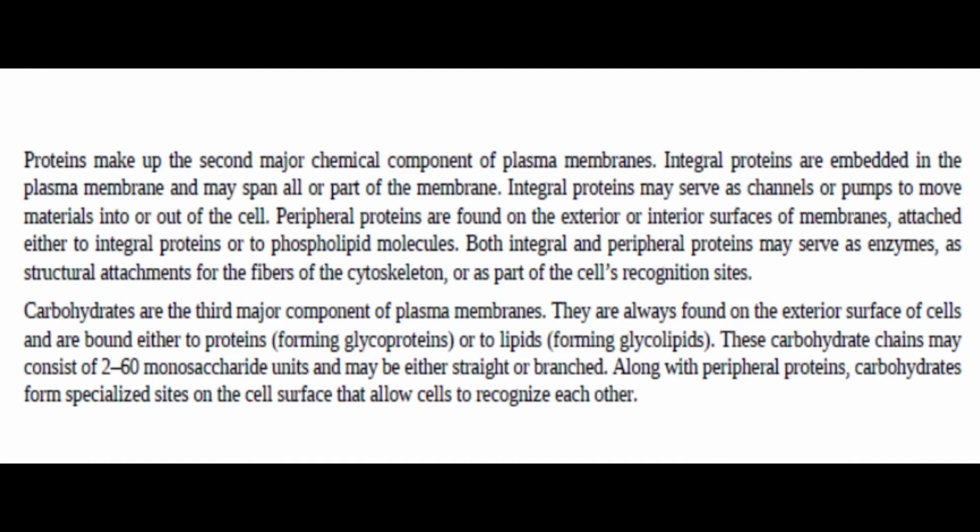Carbohydrates are the third major component of plasma membranes. They are always found on the exterior surface of cells and are bound either to proteins, forming glycoproteins, or to lipids, forming glycolipids. These carbohydrate chains may consist of 2 to 60 monosaccharide units and may be either straight or branched. Along with peripheral proteins, carbohydrates form specialized sites on the cell surface that allow cells to recognize each other.